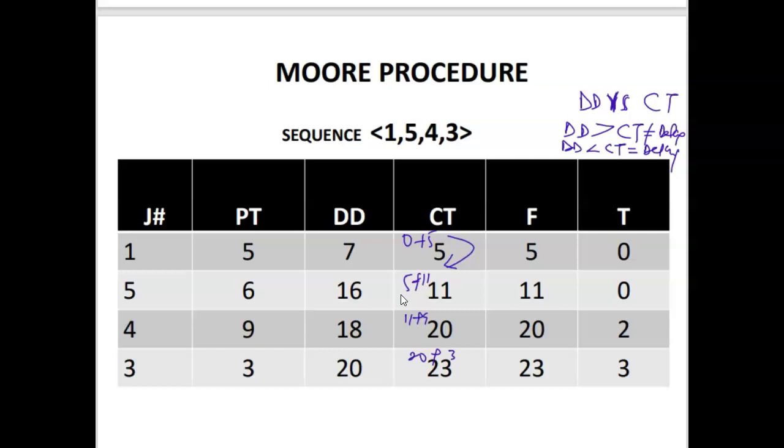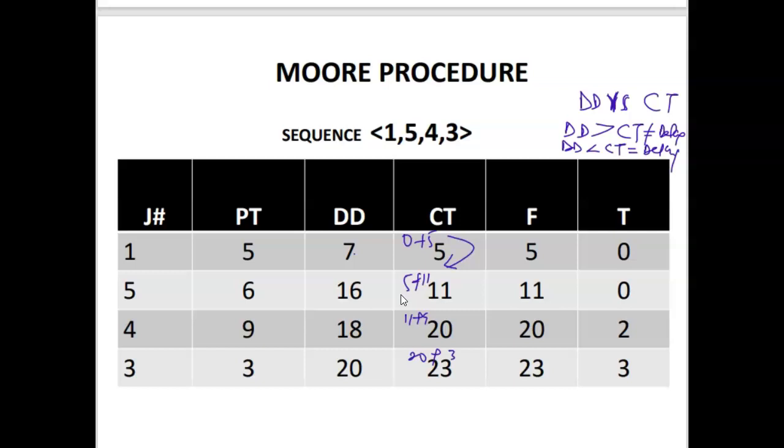Now look at the due date 7 and look at the completion 5. The due date is greater than the completion, there's no delay. The same thing in job 5. Look at the due date 16, look at the completion time 11. So there's no delay. But go to job 4. The due date is 18. Look at the completion date 20. We delayed this job for 2 days.